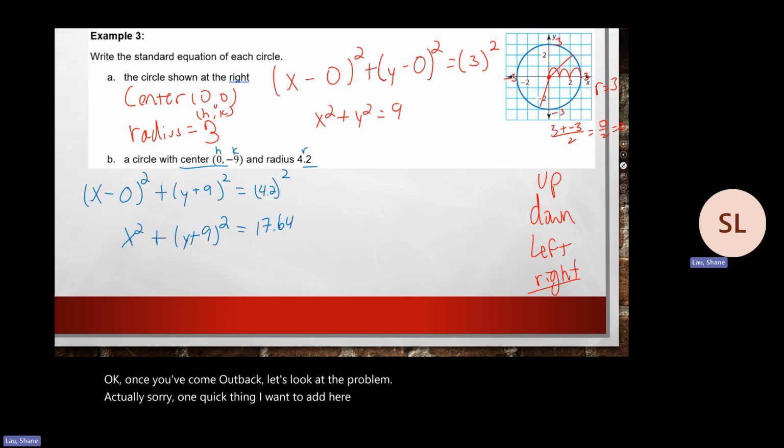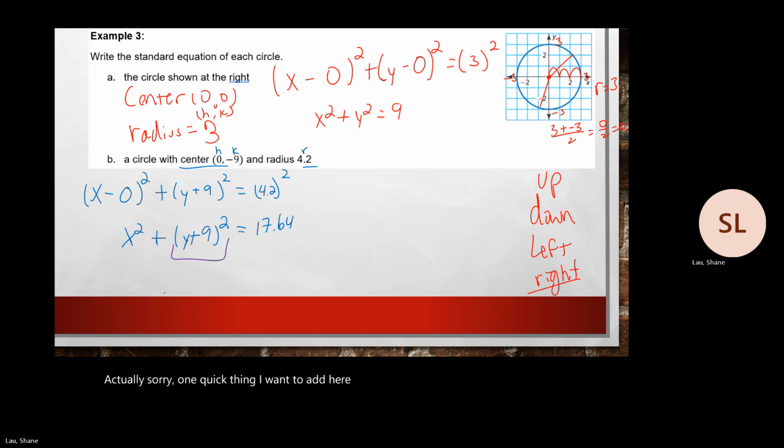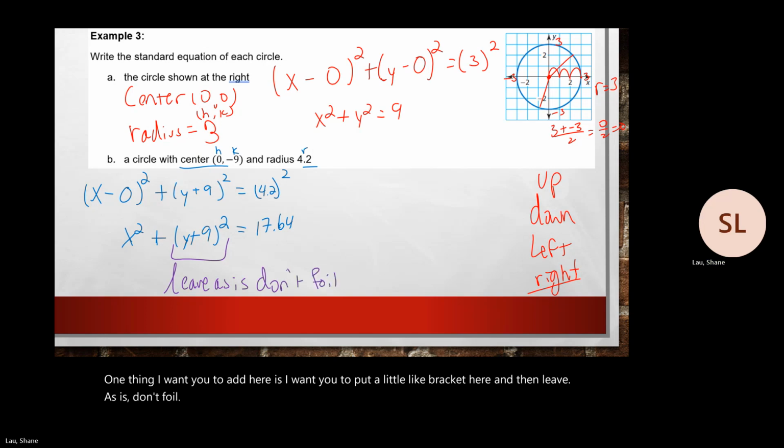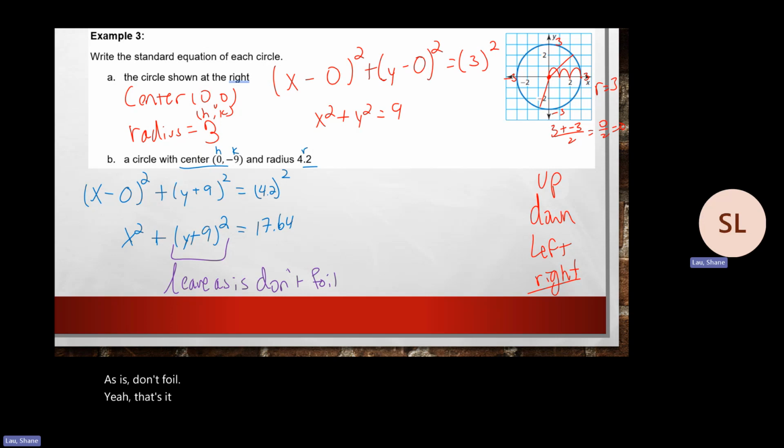One quick thing I want you to add here is I want you to put a little bracket here and then write "leave as is, don't FOIL." That's it. That's all I want you to add. Now we move on to the next problem.